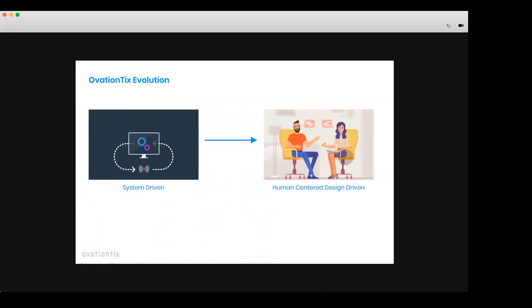OvationTix used to be much more engineer and system driven, but our team was able to make this transition to being more human-centered driven because all of our team members understand the importance of design and how it ultimately benefits the work that they do as well.